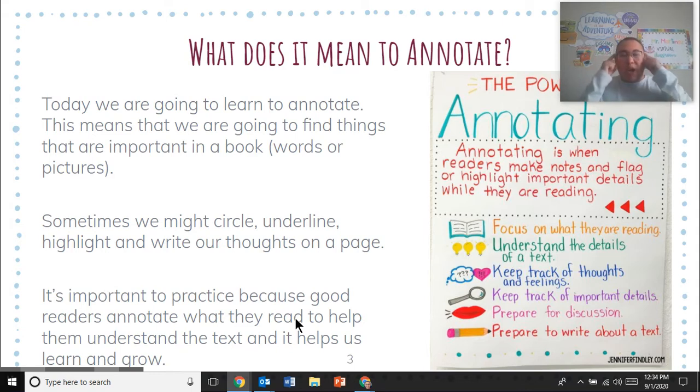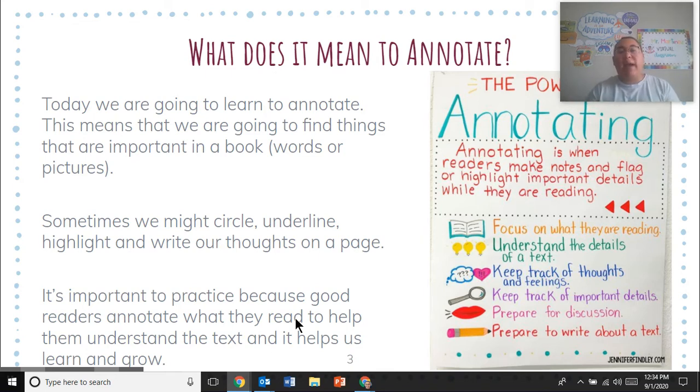It helps you keep track of your thoughts and feelings. It keeps track of important details. It prepares you for discussion, so talking about the text, and it prepares you to write about the text. It prepares you to answer your questions. These important details help us answer the questions that we're going to have. So sometimes we're going to circle, underline, highlight, or write our thoughts on a page. So this year we're going to do it virtually.